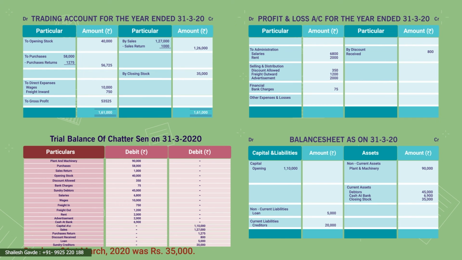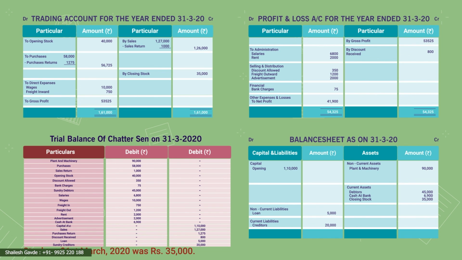Gross profit, if we transfer to profit and loss account credit side, by gross profit 53,525. And now if we take the total of profit and loss account credit side, it comes to 54,325. The same we record on debit side of profit and loss account. If we deduct all expenses from this, the net difference on profit and loss account debit side we get is 41,900. This is net profit.